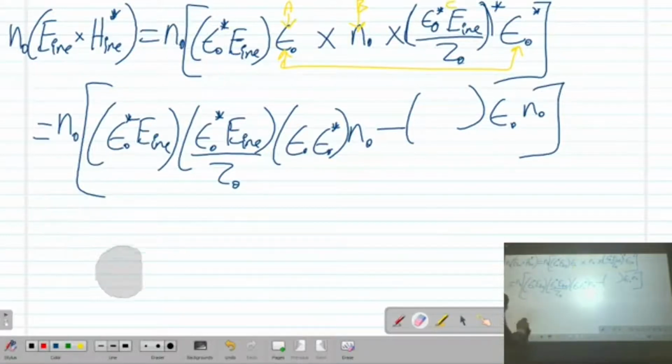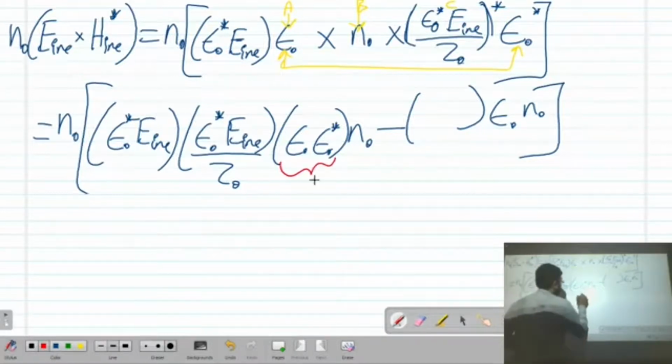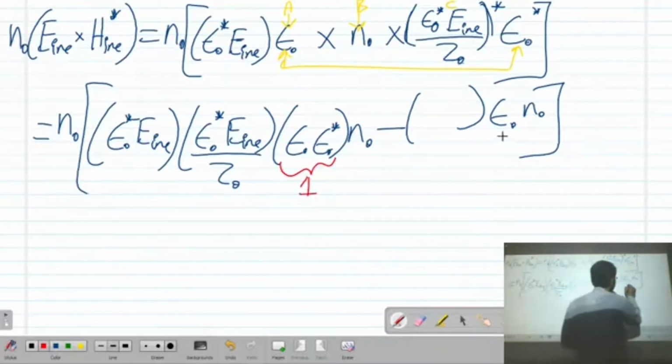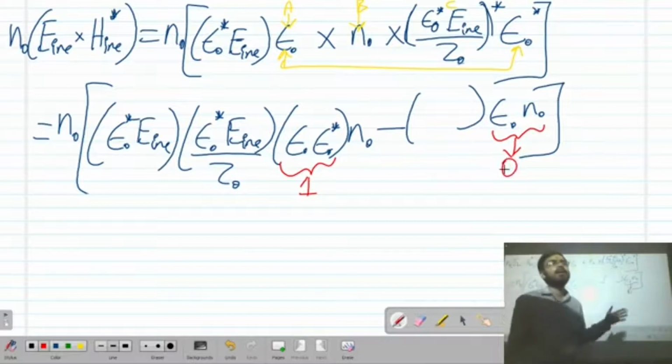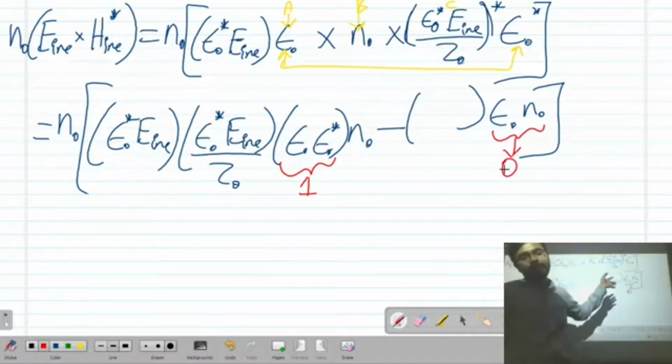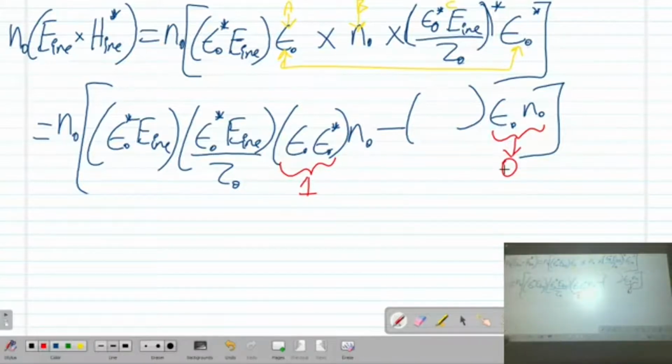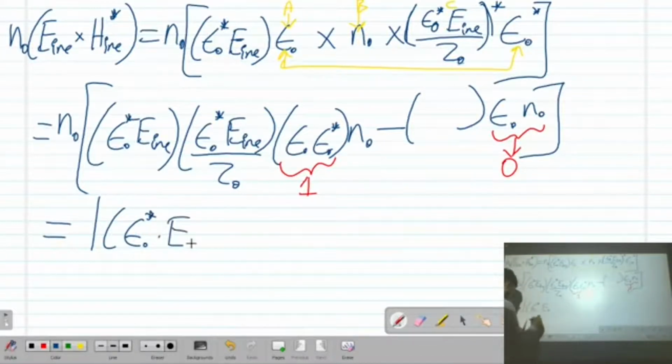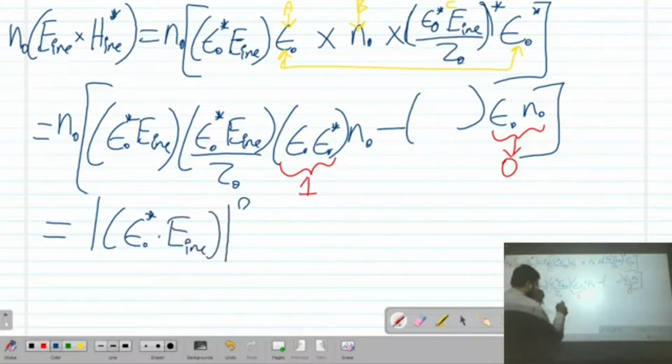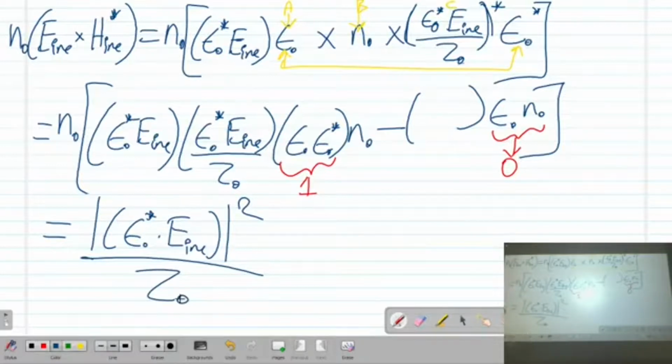Now what we will have is, this value is going to be 1, and this value is going to be 0, because they are orthogonal to each other. n0 is nothing but the unit vector, and psi 0 is nothing but the polarization vector. Both are orthogonal to each other. That's going to be 0, and at last we have n0 and n0 will be equal to 1. Remember, so we will have psi 0 conjugate dot E of incident square divided by z0. We will have a square.